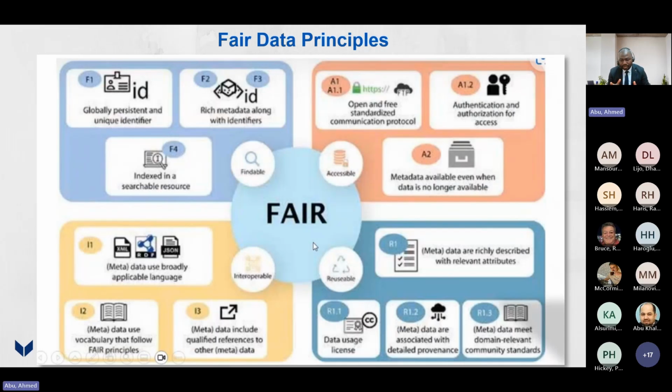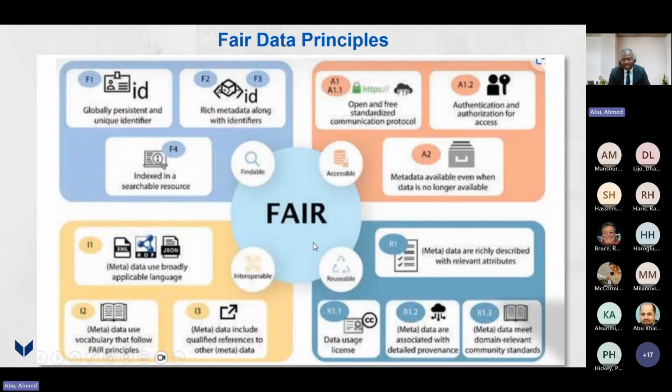With this, your data can be findable. When you assign a DOI to your data, you also have very rich metadata that describes your data, and you register your data in a very searchable repository. That makes your data findable. The next is this: if a data is findable, how do you access this data?